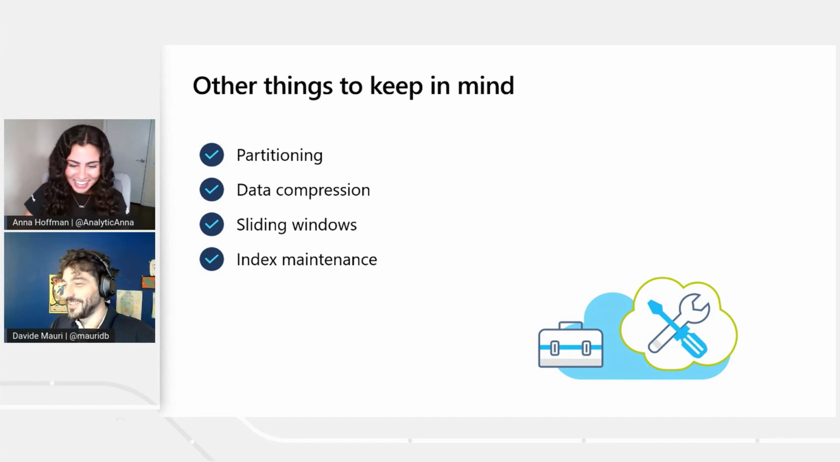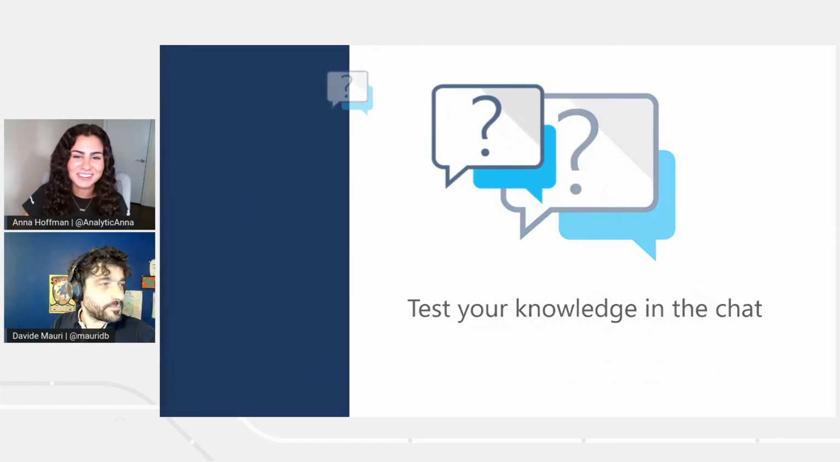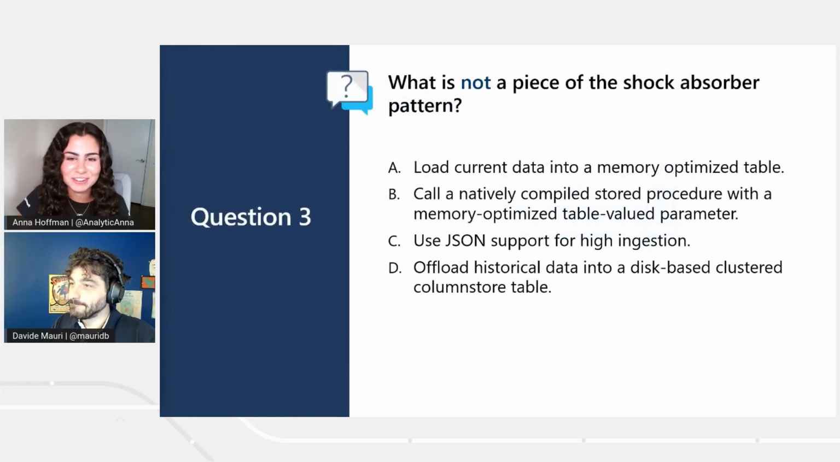It depends. Okay, with that, let's go for another knowledge check. Let's see how you're doing, Davide, and let's see how our viewers are doing. If you're a viewer, go ahead and take a look at the question. It should be up on your screen now, and take a few moments to give that an answer. The question here, remember, is a not question. The question is, what is not a piece of the shock absorber pattern? So Davide talked about this shock absorber pattern and some of the different pieces inside of it. So go through and try to figure out what is not a piece of the shock absorber pattern. Let me take a look at some of those answers.